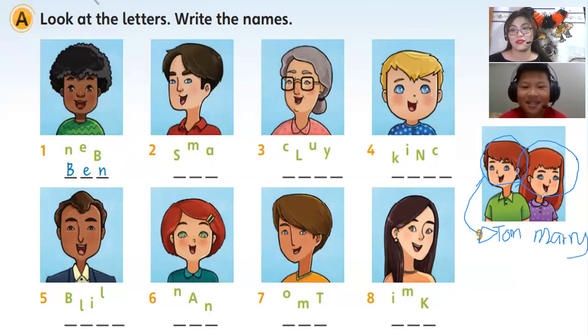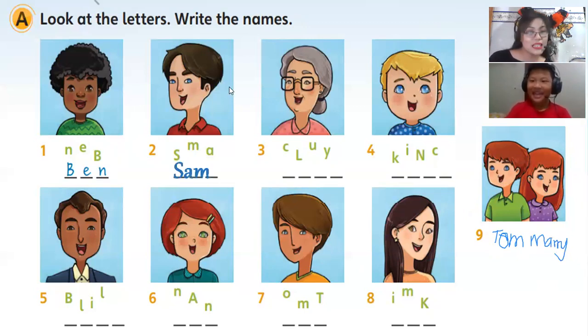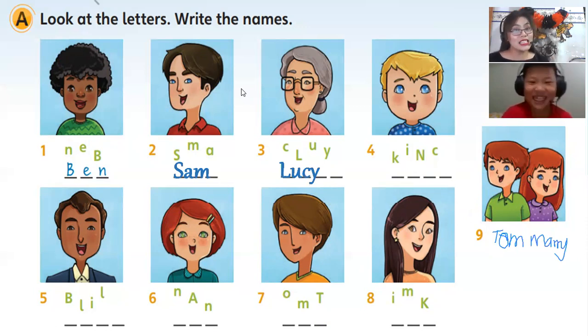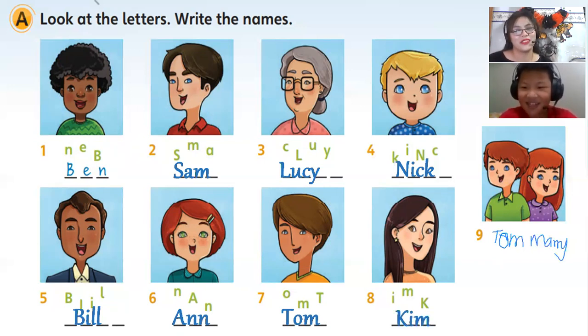Okay, very nice. I know what answer to correct. Oh, Tom and Mary. Oops, Tom. Mary. Okay. Oh, number two is Sam. Very good. Yeah. Oh, Lucy. Good job. Oh, Nick. Very nice. Oh, Bill. Very good. And we got Anne. Tom. Okay, Kim. You got Kim correct.